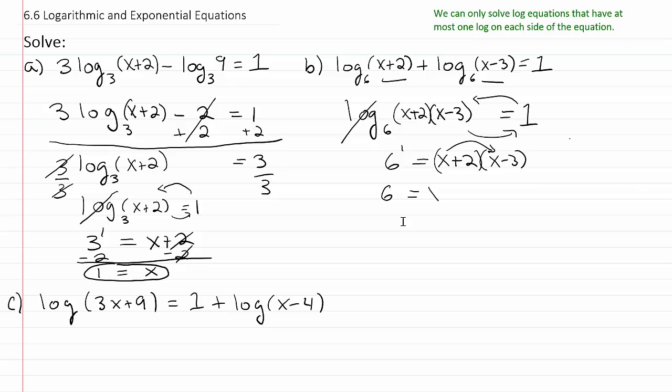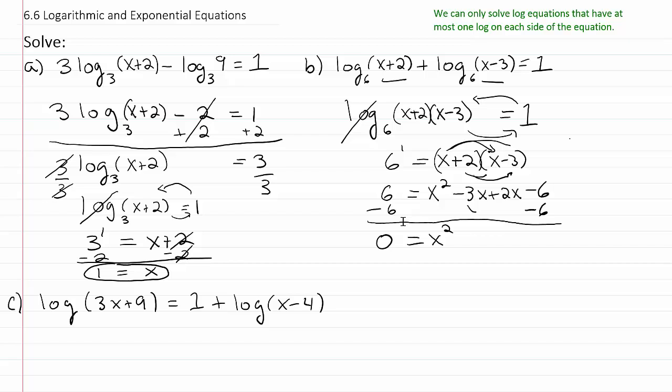So x times x is going to give you x squared, and x times negative 3 is negative 3x, and then positive 2x, and then lastly negative 6. So from here, we'll bring the 6 to the other side to set the equation equal to 0, and we'll combine like terms, right? So I'm going to subtract 6 here, subtract 6 here, and then combine like terms. So we'll end up with 0 on the left-hand side. We'll have x squared. If I do minus 3x and a positive 2x, I get a negative x, and then of course I have minus 12 when I do minus 6 plus minus 6.